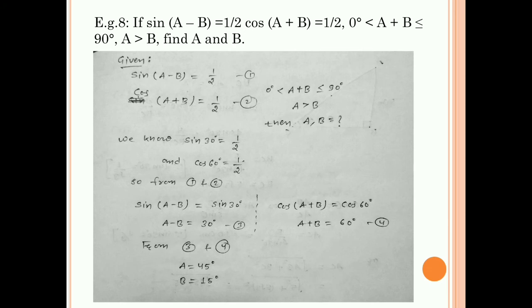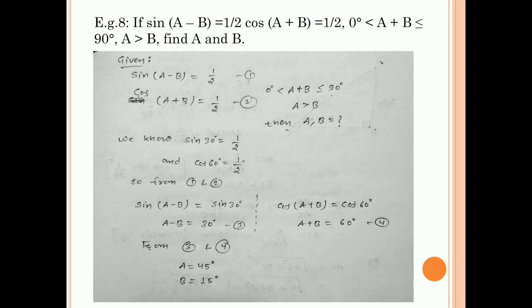In this example, it is given that sine of angle A minus B is equal to 1 by 2 and cos of angle A plus B is 1 by 2, and the sum of angles A plus B is between 0 degrees and 90 degrees, and angle A is greater than angle B. Then find angle A and angle B. And from the table, sine 30 degrees is 1 by 2 and cos 60 degrees is 1 by 2.